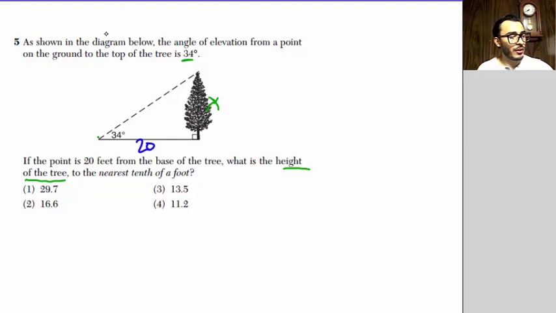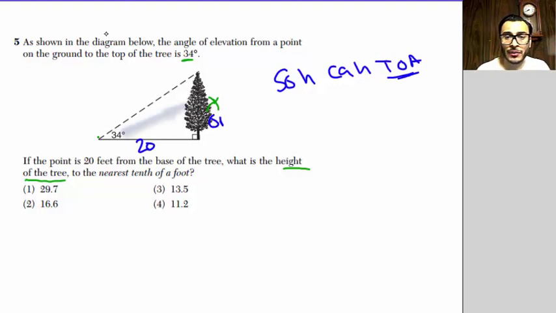So this is a trigonometry type question, and what you want to do is recall SOHCAHTOA, which is just a nice way to remember the formulas for the different trig ratios. The appropriate trig ratio here would be tangent, and I'll show you why. Because the height of the tree is opposite from the reference angle, and the 20 is adjacent. So it is tangent that uses the opposite and the adjacent side.